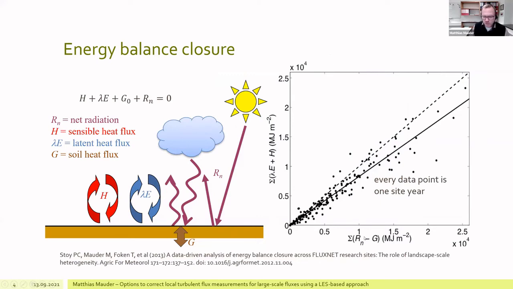This is a figure from a paper by Paul Stoy and myself and a lot of other contributors, because we had something like 170 sites from Fluxnet from all around the world combined in that study, and looked at energy balance closure, and you see there is a systematic problem. Overall, not for every site and not for every site year for sure, but overall there is a systematic underestimation of the turbulent fluxes, which can also, of course, mean that we systematically underestimate the latent heat flux, so evapotranspiration. So this is an indication, but not a solution.